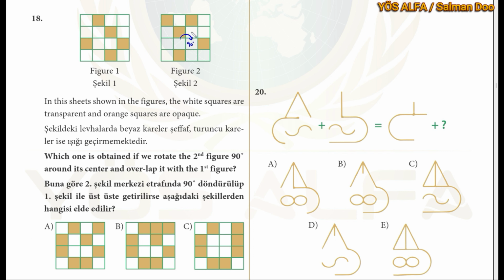So if we rotate it 90 degrees and bring it on top of the figure 1, what we have is this. The square number 1 is going to be here, and the square number 2 is there, and the square number 3 is here, and the fourth one is here. The fifth one is there. So do we have this shape in the given answer choices? Yes, we do. Choice A is exactly the same as this shape. So we do not have to try again for the counterclockwise 90 degrees rotation. So the answer is A.